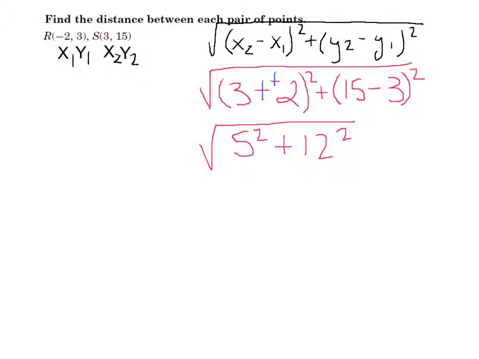Okay, now again, exponents. 5 squared plus 12 squared. 5 squared is 25. 12 squared is 144. It would help if you know your multiplication tables at this point, so you wouldn't have to grab a calculator. 144 plus 25 is 169.